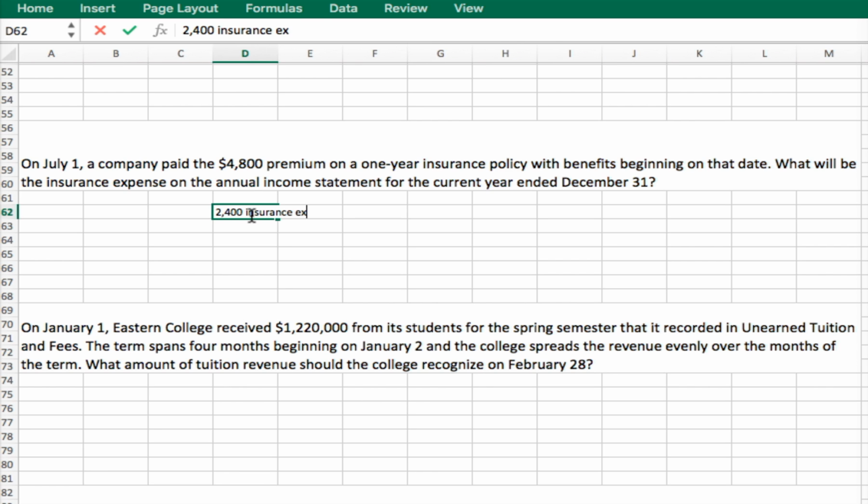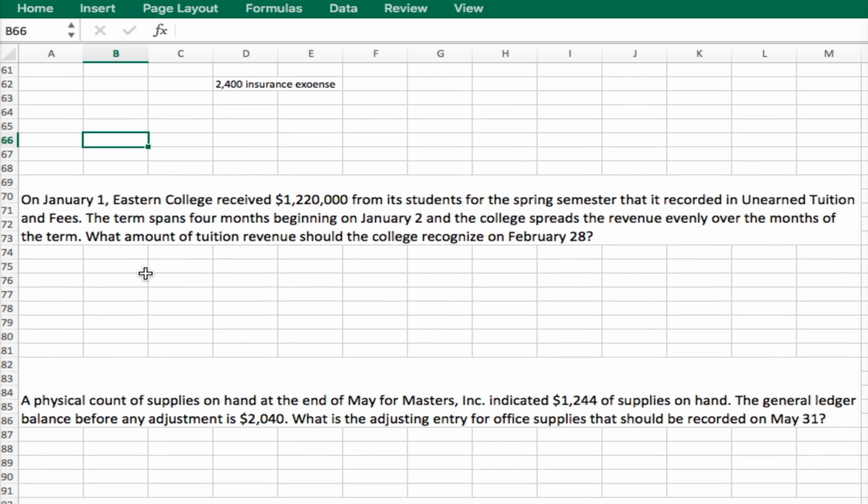It's not asking for the journal entry, just asking how much insurance expense I've recognized during this period. Okay, so that's it. $2,400 insurance expense, half of the year that we prepaid.